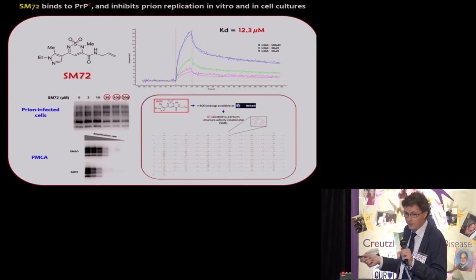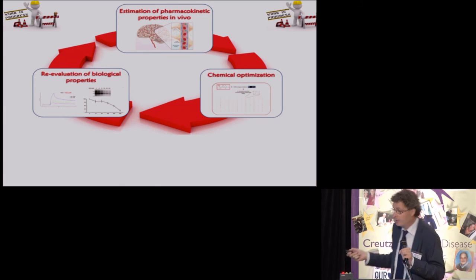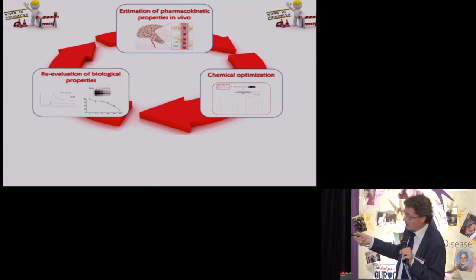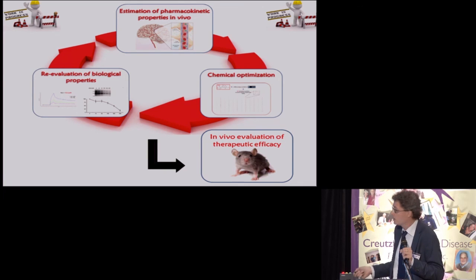We're testing hundreds of different derivatives of SM72 with the purpose of, one, lowering the KD for PrPC, so increasing the affinity. Two, looking at the biological effects. And this is a schematic of what we are really doing. We're taking into account the pharmacokinetics of the compound in order to be able to get in vivo through chemical optimization and reevaluation of the biological properties of the molecules. Our objective, as of now, is to get a molecule that can pass the blood-brain barrier and that we can test in animal models.